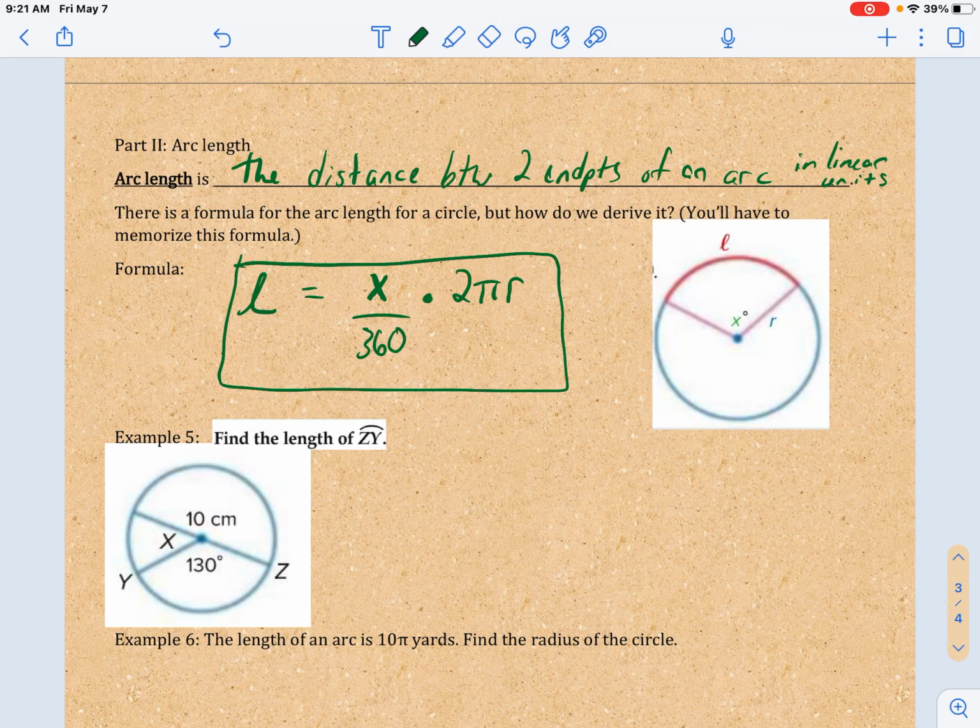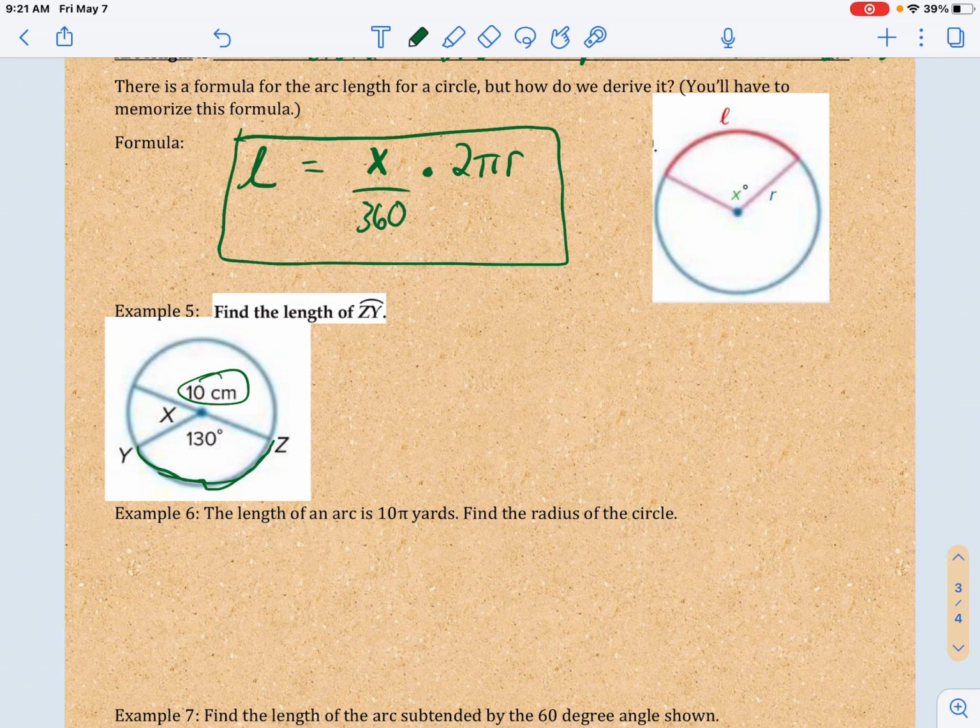All right, example 5. Find the length of arc ZY. I'm going to assume here that this 10 centimeters is the diameter. That's what it looks like. Again, all I need are a couple things. I need the radius, that was in the formula. I need the central angle, which is 130. That's x. So that's what I'm given. I want to find the arc length, and the arc length is already solved for in my formula. So this is just going to be an easy plug and chug.